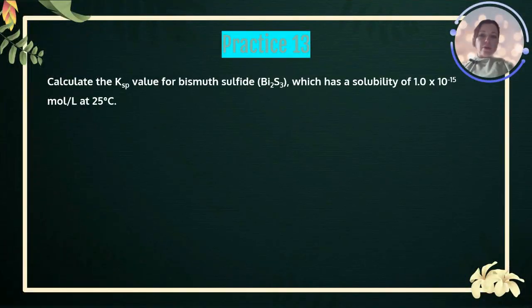So practice 13: calculate the Ksp value for bismuth sulfide, Bi2S3, which has a solubility of 1.0 times 10 to the negative 15th moles per liter at 25 degrees Celsius. If you want to try this on your own, you can go right ahead and pause the video. But I do want to tell you an important fact before you can solve this equation.